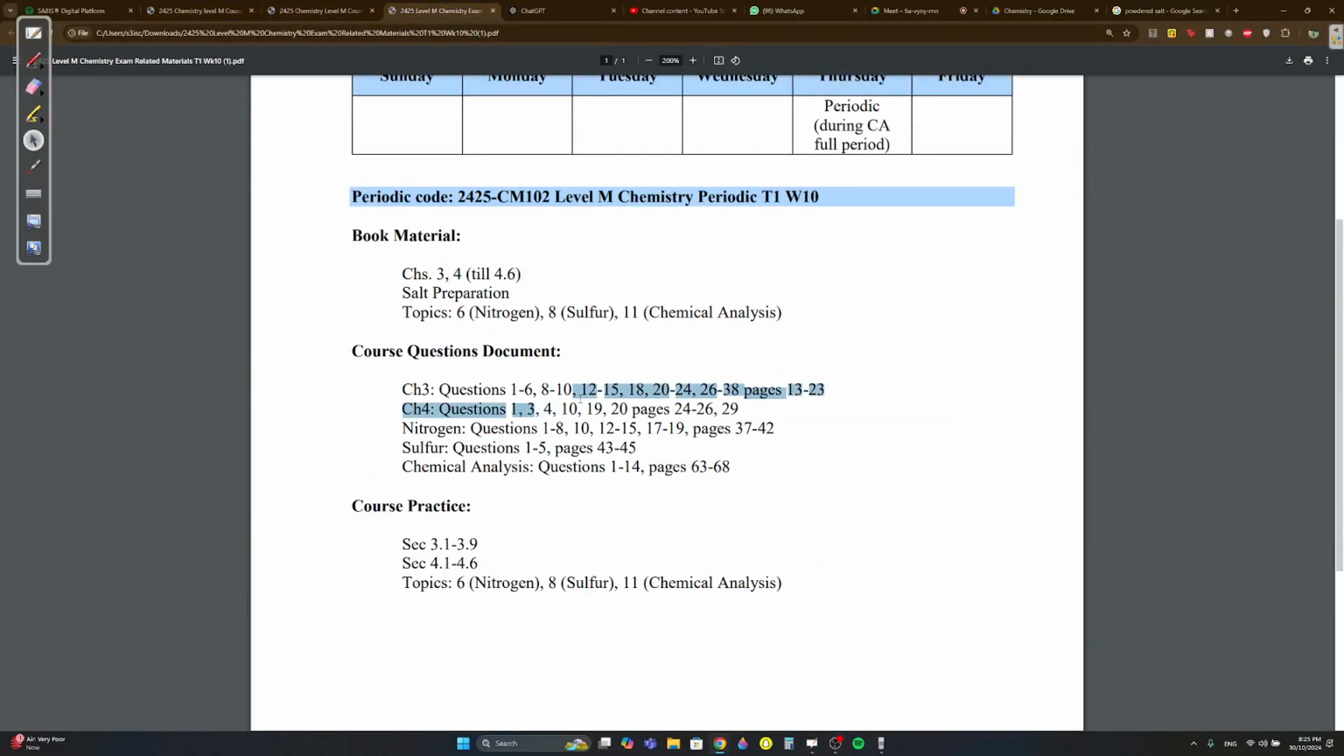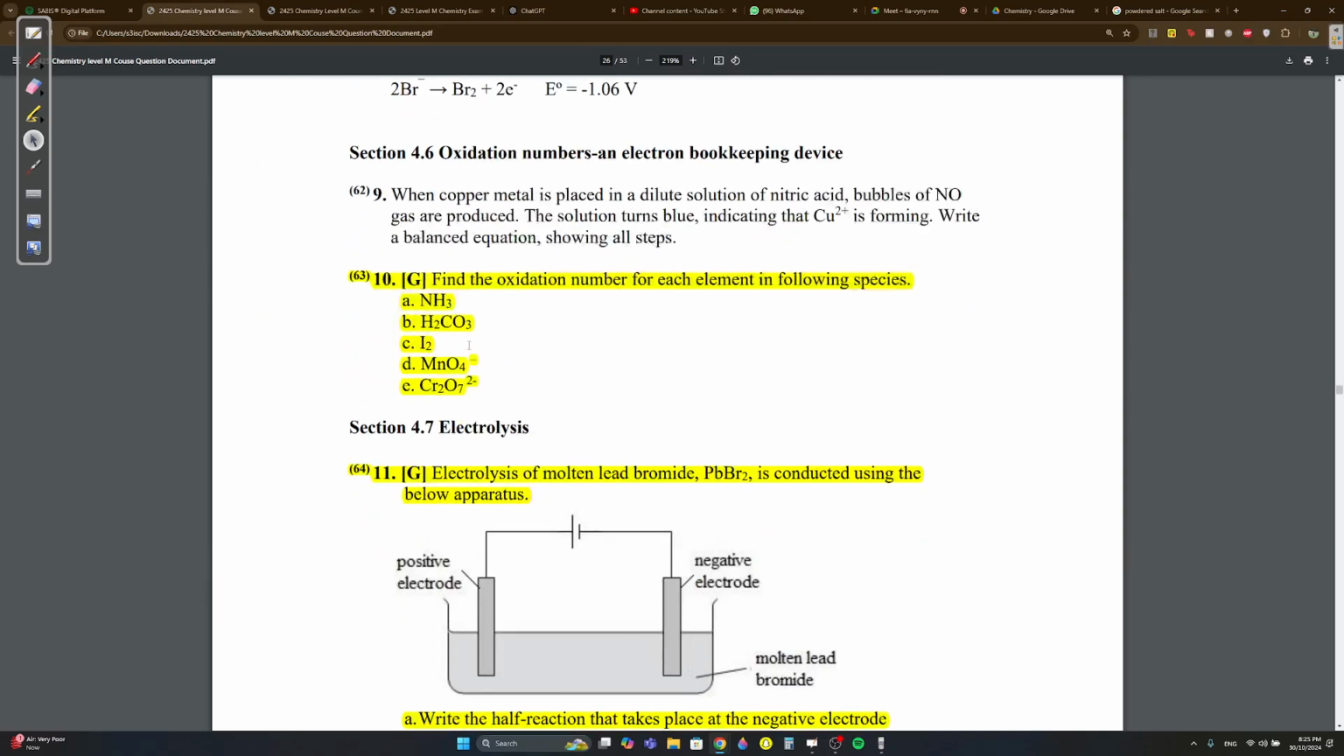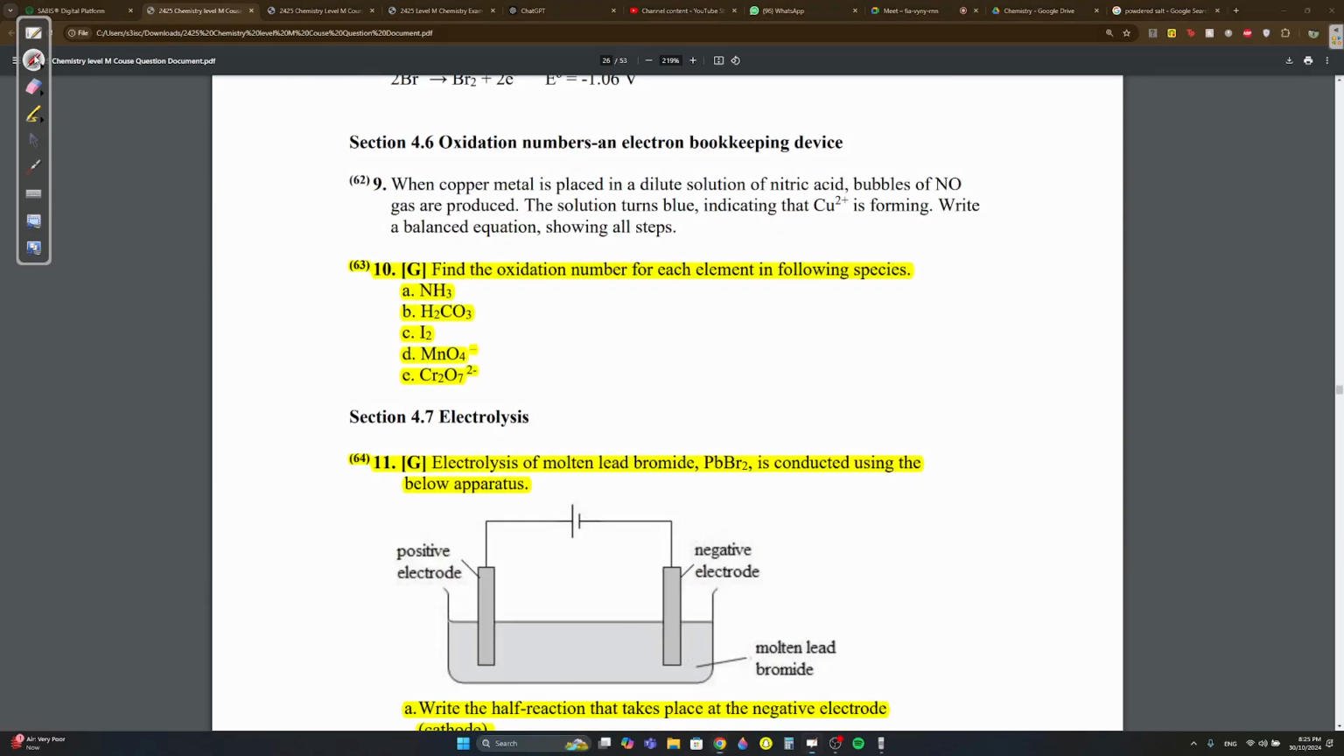Okay, we have question 10. Let's go all the way to question 10. Find the oxidation number for each of the following species. The total charge is 0, and I want to know nitrogen. You know hydrogen is +1 for each one. So 3 times +1 for the hydrogen, plus the nitrogen we don't know, equals 0. So you're going to get N is equal to -3. Okay.